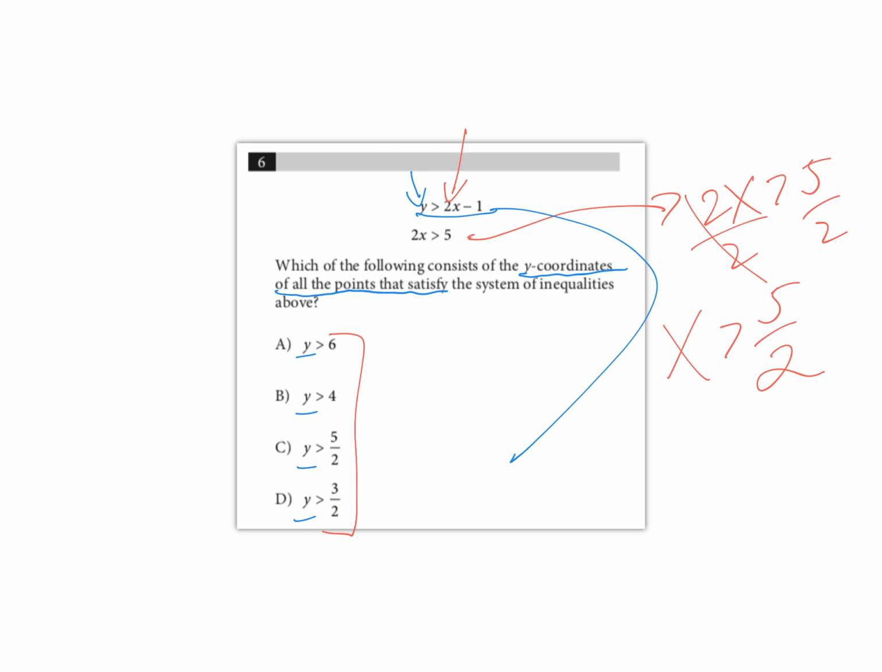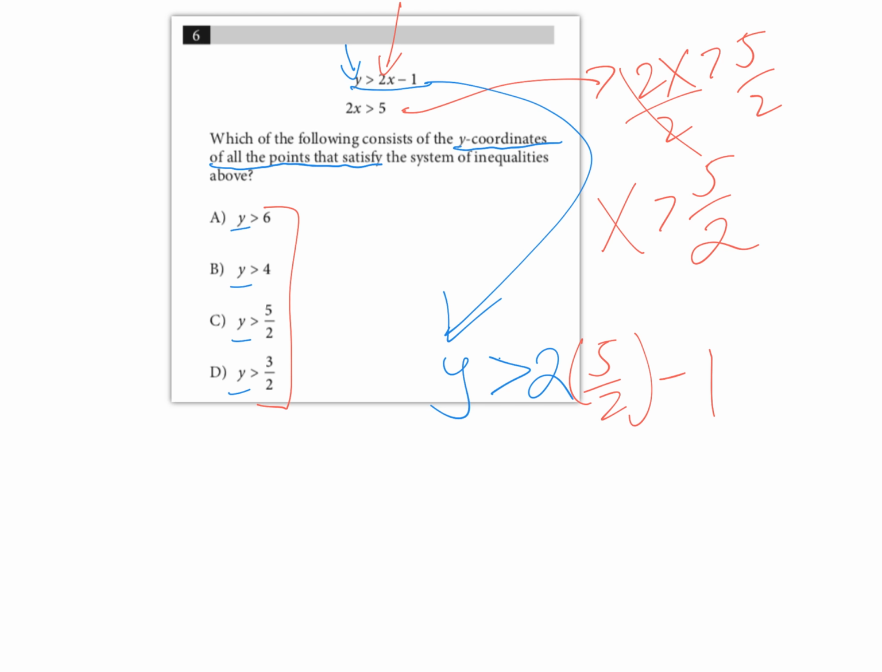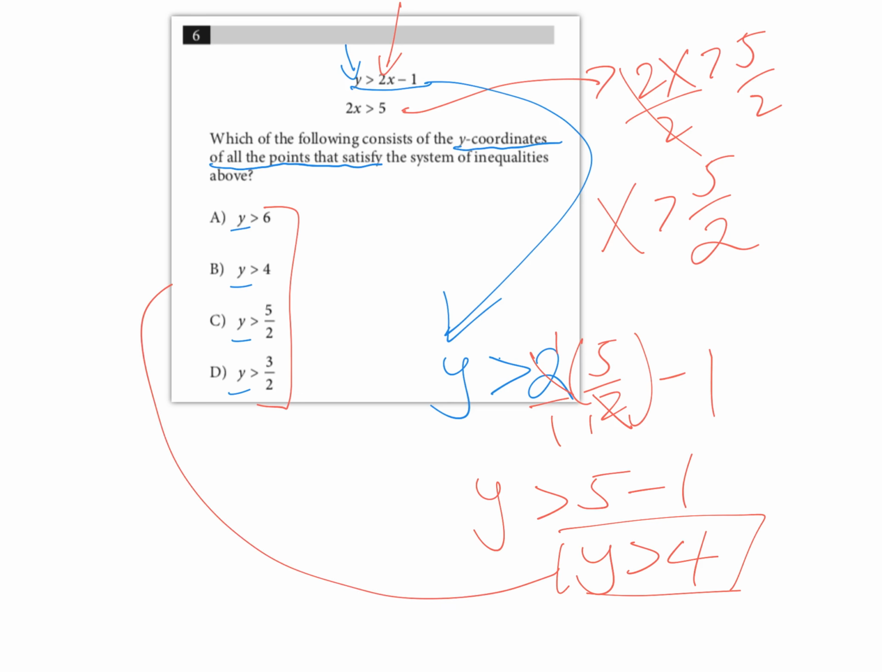I'm going to draw a line to see what we're doing now. So I know that y is going to be greater than 2 times 5 over 2 minus 1. And we just simplify that. We know this is a 2 over 1. 2 divided by 2 becomes 1. So I have y is greater than 5 minus 1. Y is greater than 4. So our answer here is going to be B.